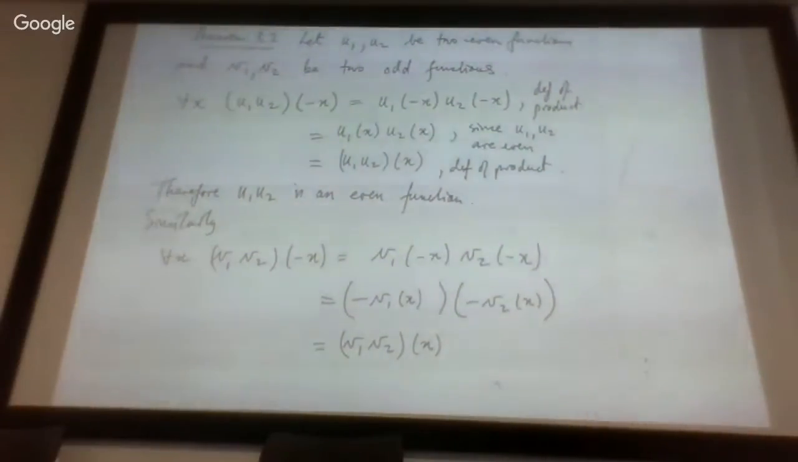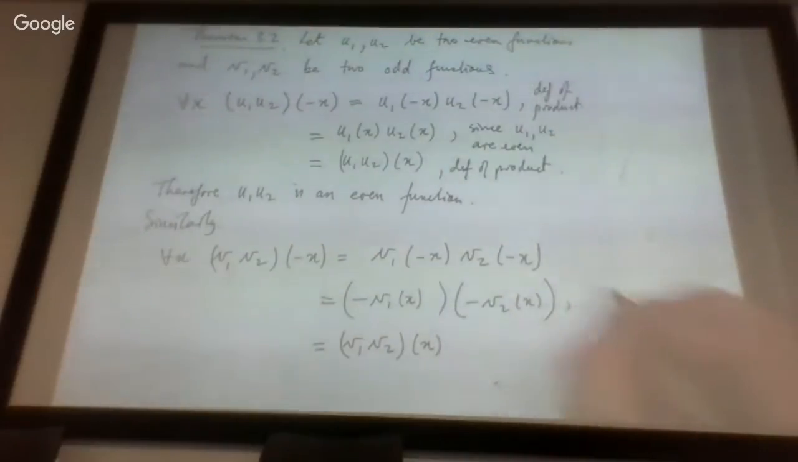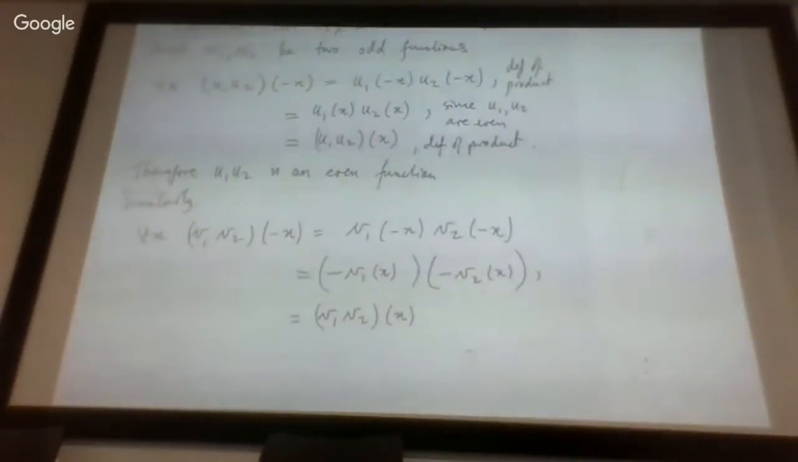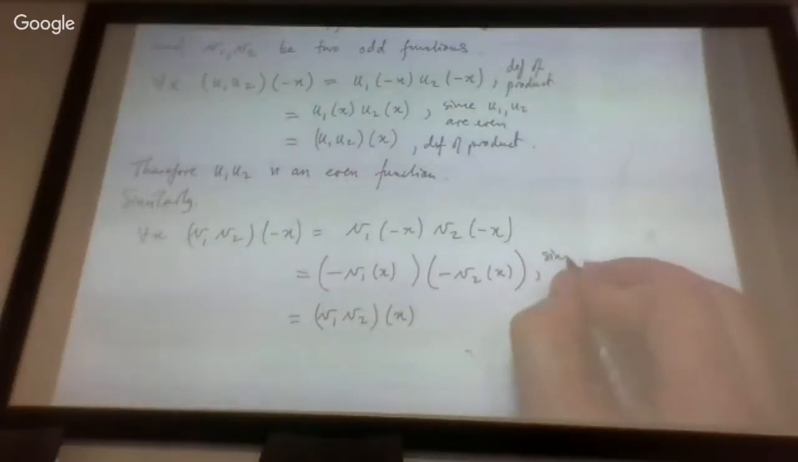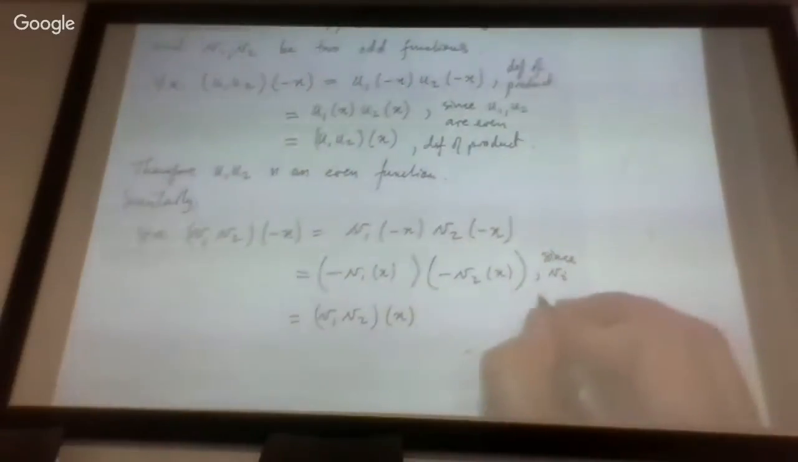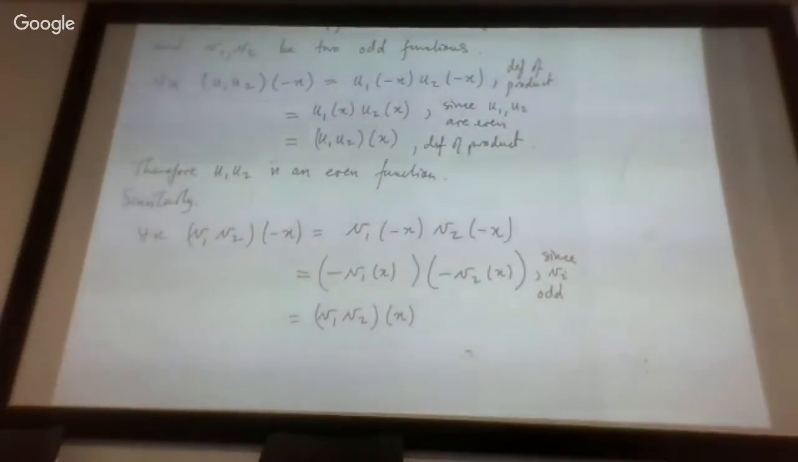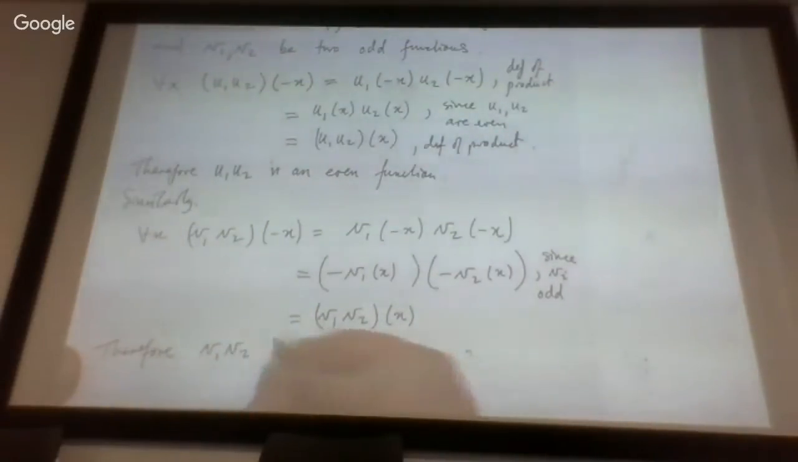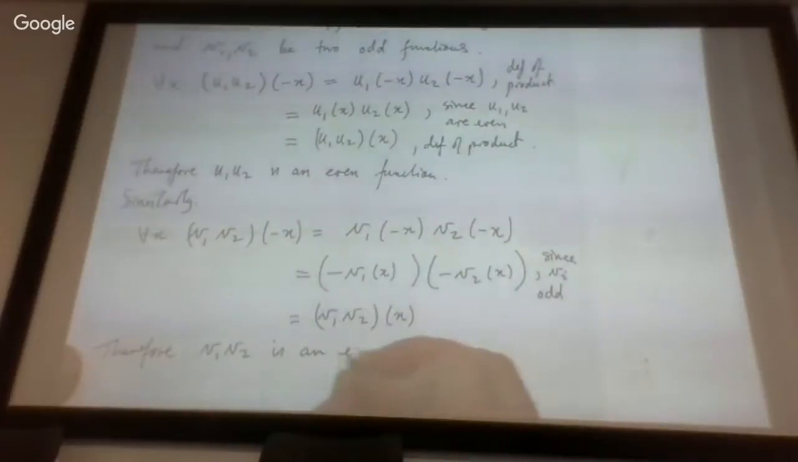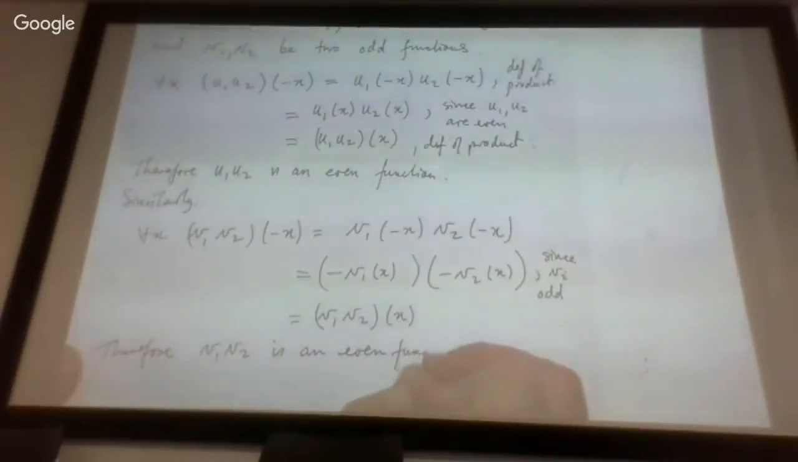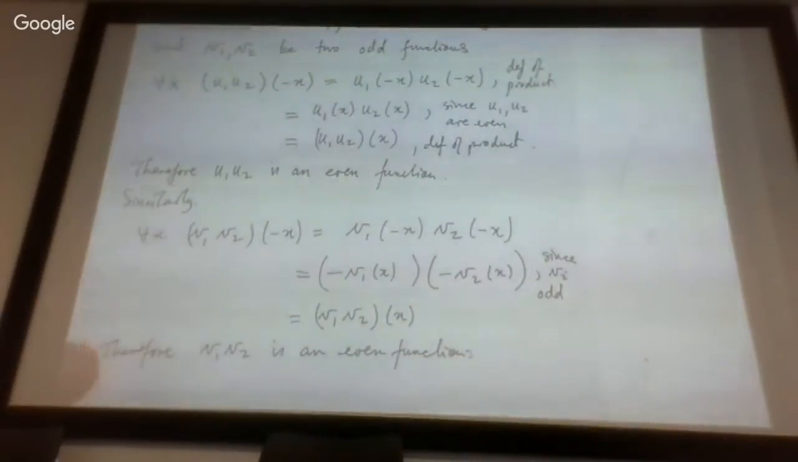So you've got corresponding justifications there. We're using the definition of the product function, and this here is since v1 and v2 are odd. Therefore, when you multiply together two odd functions, you get an even function. Agreed?